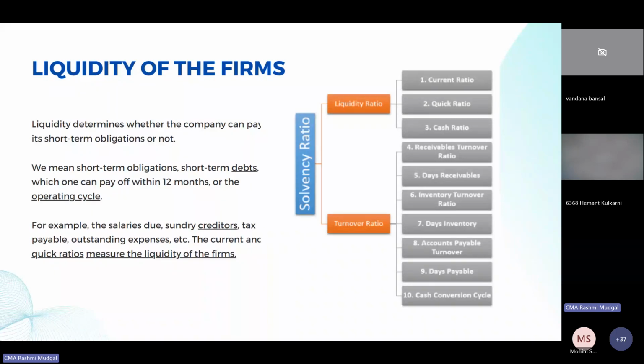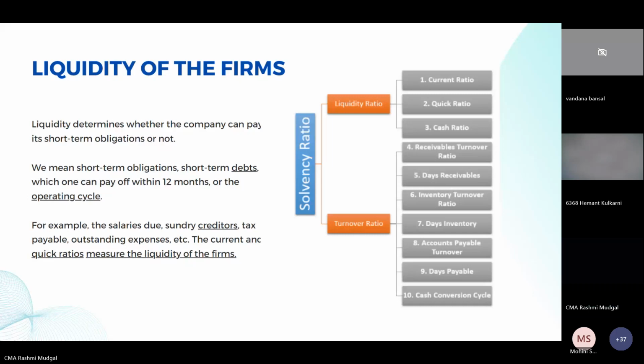Okay, so if I am able to pay anything, like monthly EMI or salaries, on time, then I am fulfilling my short-term obligations on time. Okay, so by short-term obligation we mean short-term debt, which one can pay within 12 months or the operating cycle. Okay, for example, the salary dues, sundry creditors, tax payable, outstanding expenses, etc.